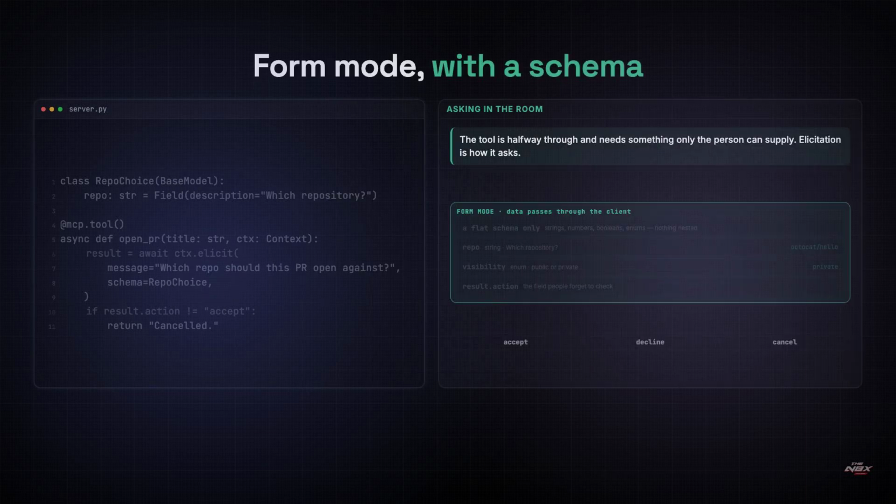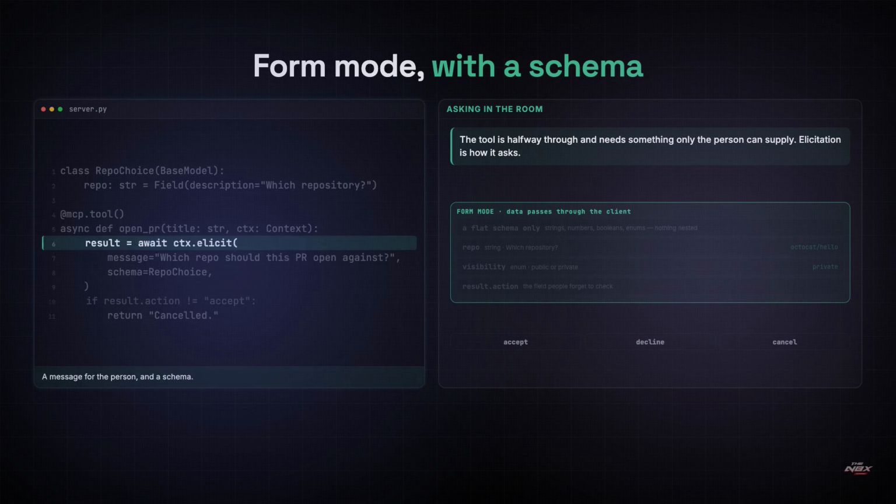Form mode is the ordinary case. Your tool stops, describes what it needs, and hands over a schema. ctx.elicit takes a message the person will read, and a Pydantic model describing the shape of the answer, so the client can render a real form with a labeled field instead of guessing from prose. The schema is deliberately restricted to flat, primitive fields: strings, numbers, booleans, enums, because every client has to be able to draw that form, and nobody draws an arbitrary nested object well.